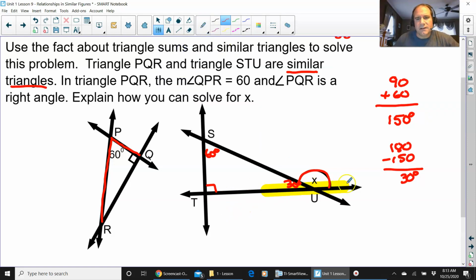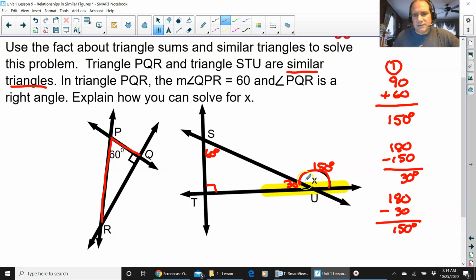If that's a straight line, that means that this little part, 30 degrees, plus this equals 180. So I could take 180 minus 30 and get 150. So angle x equals 150 degrees. All right, and that's exactly what you would do. There is another way. So this is your first method that a lot of people are going to use.